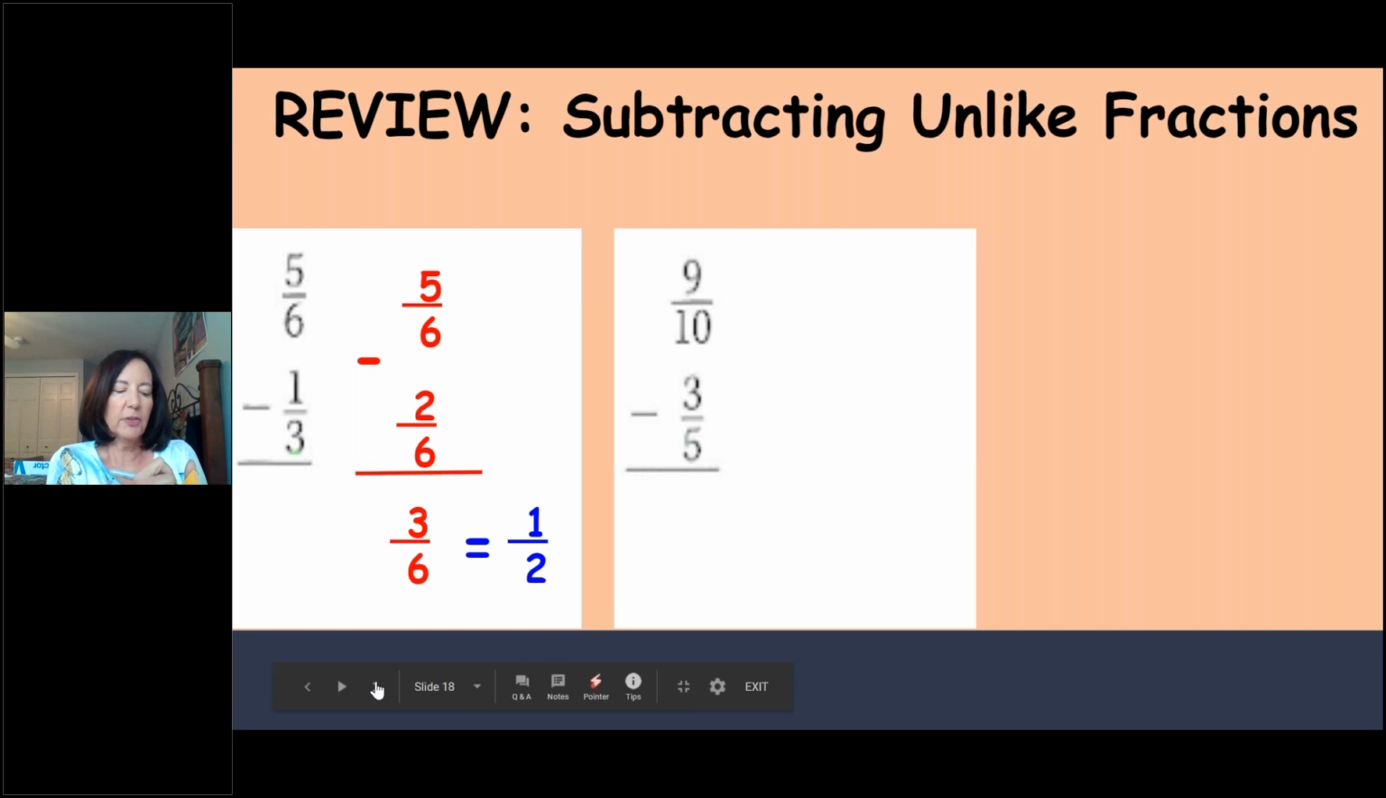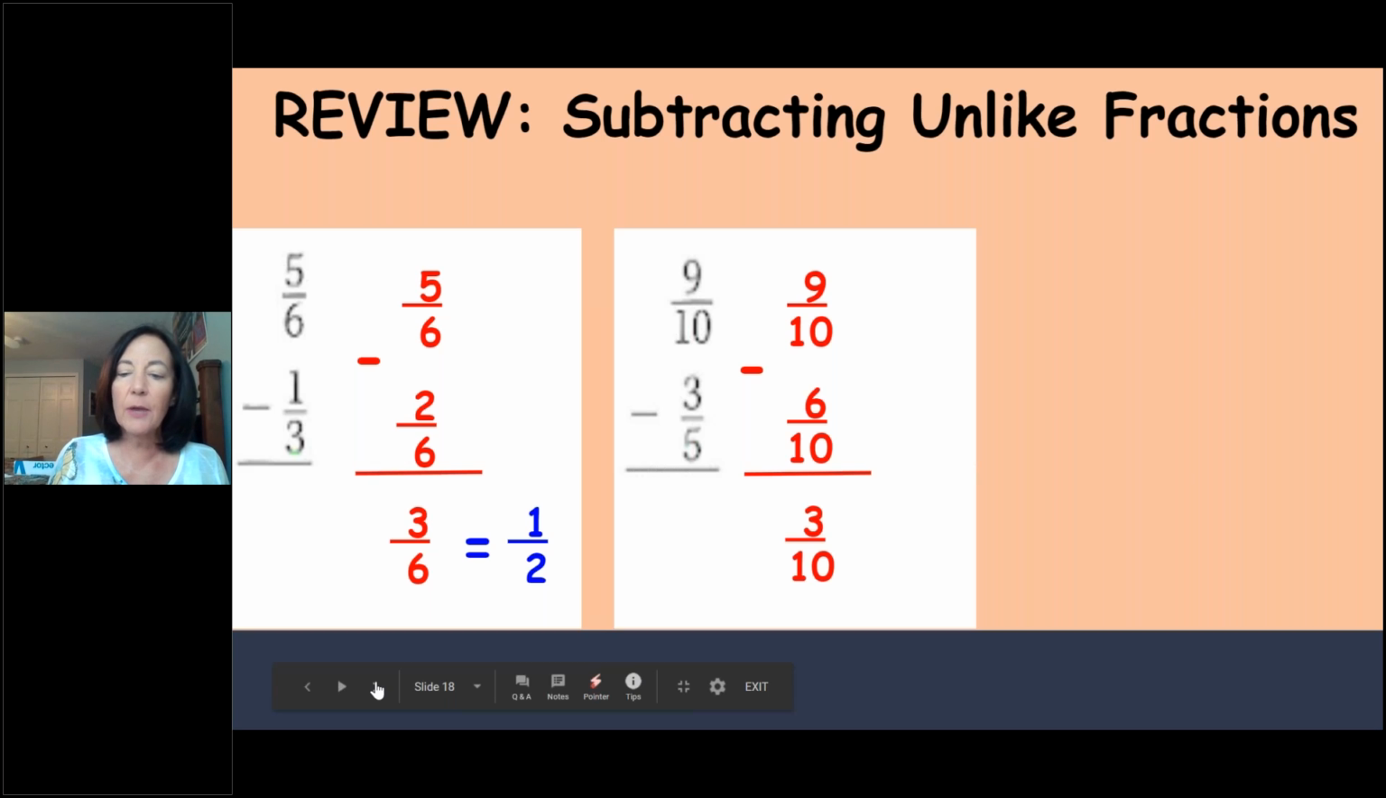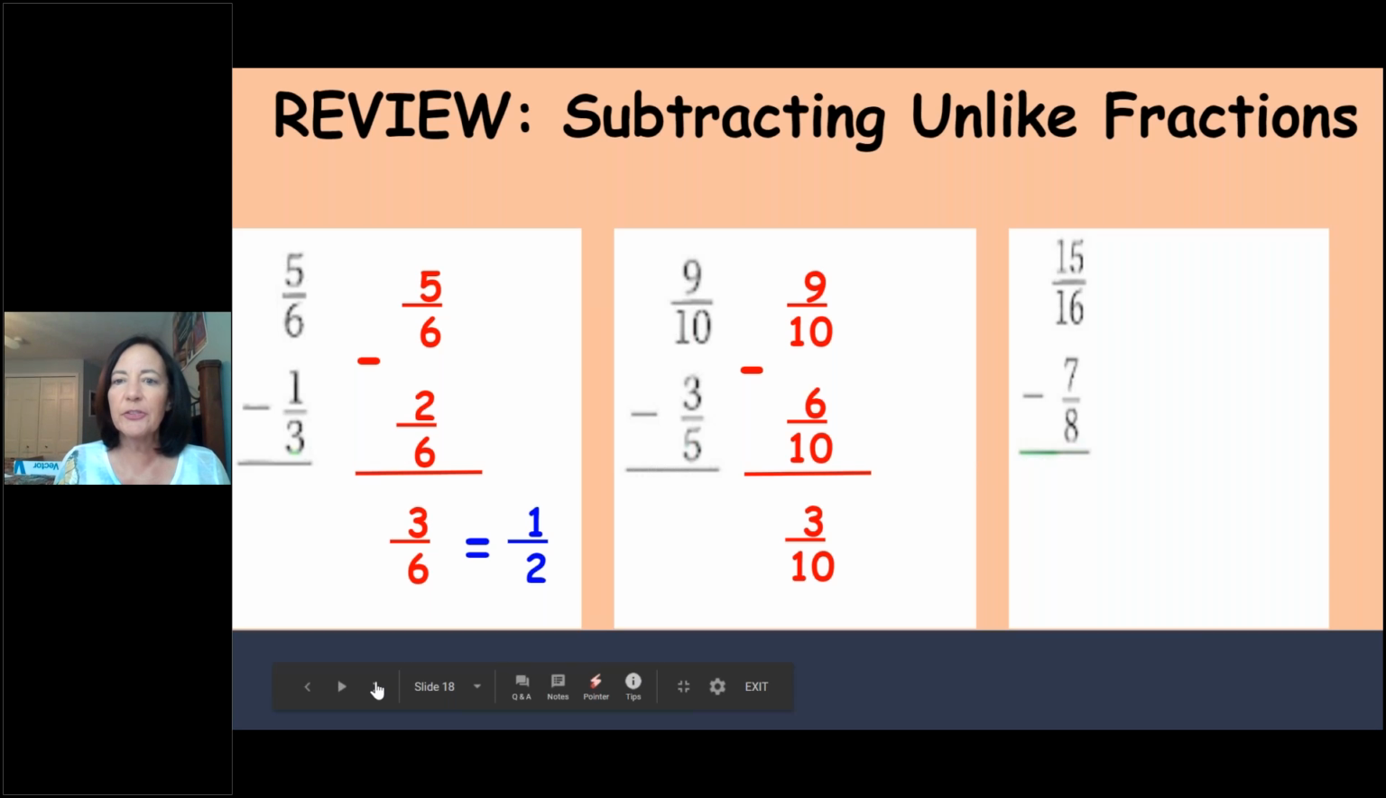Minus. I'll be your secretary again. Might be easier to see. I know we're visual creatures. You've got 3/5. How many tenths would that be? 6/10. That's correct. So we would rewrite the problem as 9/10 minus 6/10. What's that going to equal? 9 minus 6 is 3/10. Nice. Can I reduce that one at all? No, you cannot.